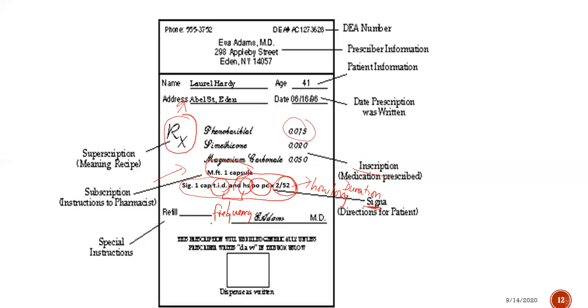And then you have special instructions. You might have seen this on your prescriptions: the number of refills, the name of the doctor, and their signature. And you also need to have their registration number in order for it to be legal. So we'll discuss these in more detail in your manual and in your reading assignment.